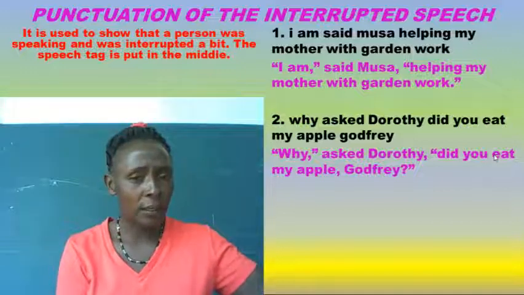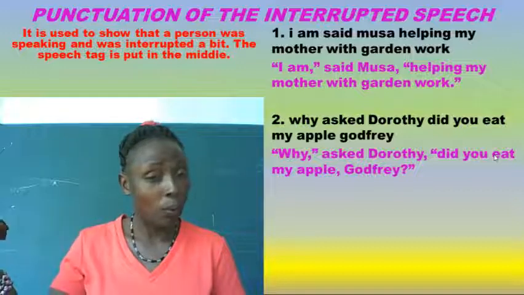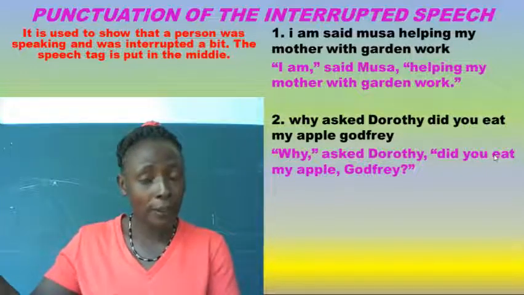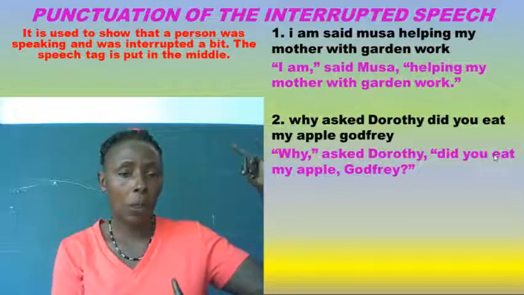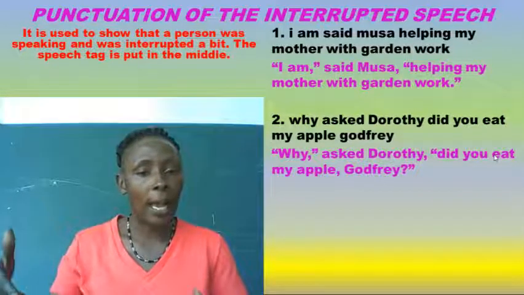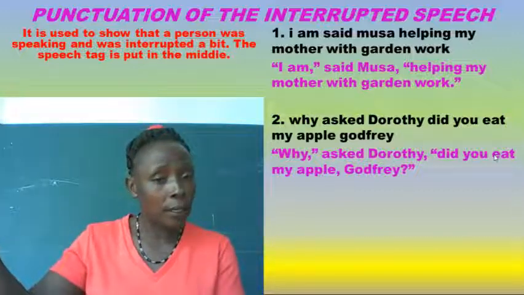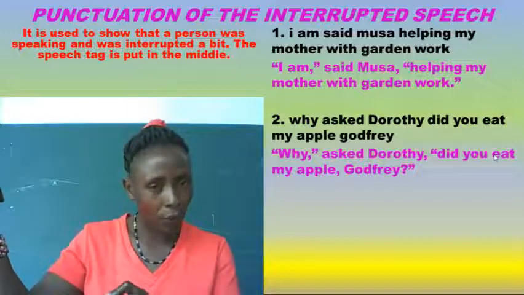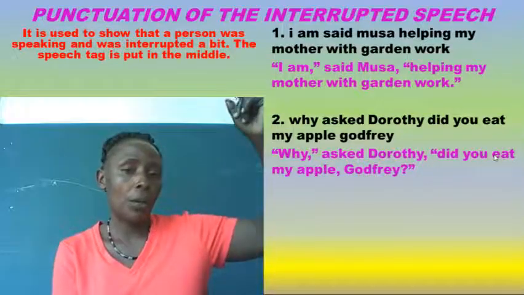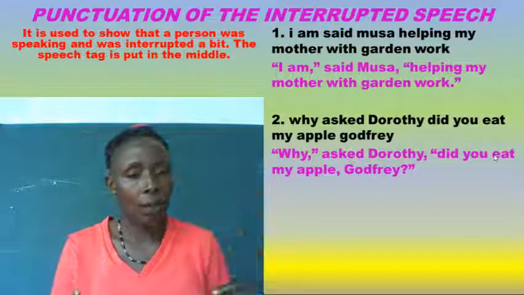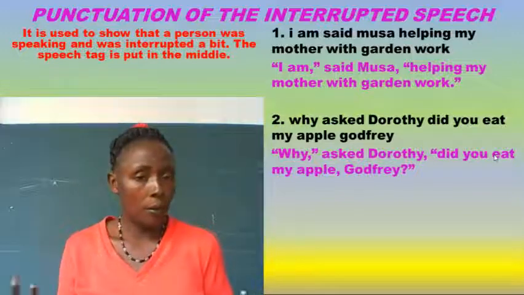Let me repeat. Why is the word that begins our actual words. Why? You open, make sure you have written W as a capital one, put a comma, close. Then you write our speech tag. Asked Dorothy is our speech tag. You put a comma there, then open. To complete the actual words, did you eat my apple? You must have a comma there before the proper noun, Godfrey. End with a question mark, then you close. So the sentence has to be, why, asked Dorothy, did you eat my apple, Godfrey?